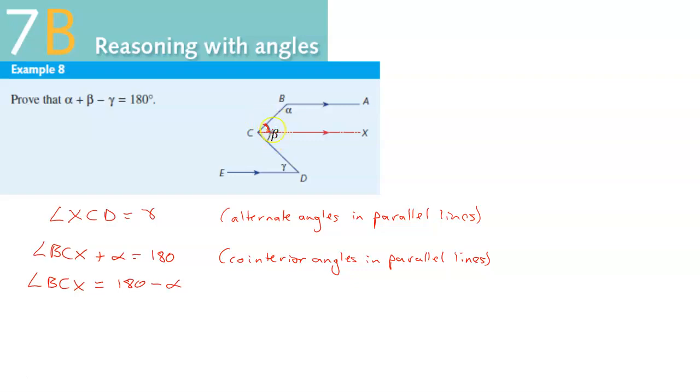Now angle beta is angle BCX plus XCD. So that's XCD is gamma plus BCX, which is 180 minus alpha. Now I want to get all of the pronumerals on one side, so I'm going to need to subtract the gamma and add the alpha. So alpha plus beta minus gamma equals 180 degrees. And that's what I was asked for.